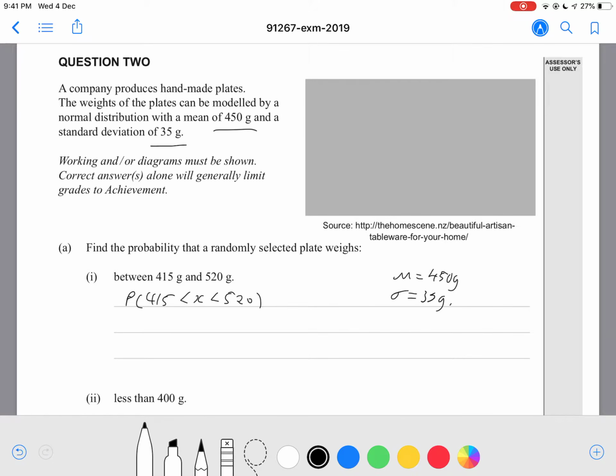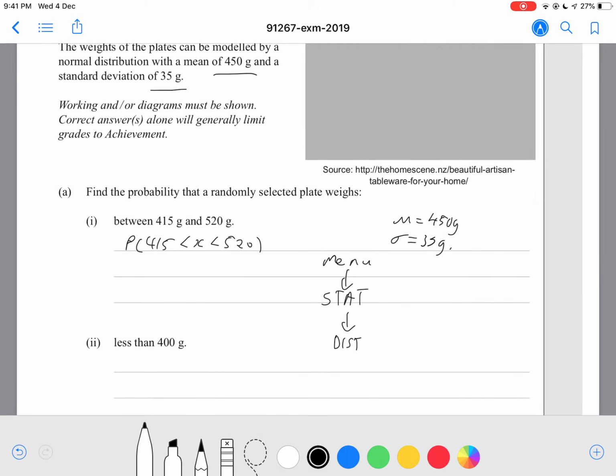We're going to go on to our graphics calculator, we're going to go menu, and then all the way down to stats. Then click on distribution, and go onto the normal distribution. So we go norm, and then NCD. If you click on NCD, you want to make sure that it's set to variable. And now we can plug in our numbers.